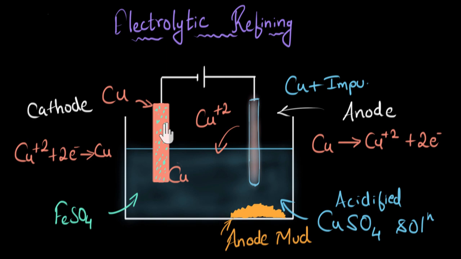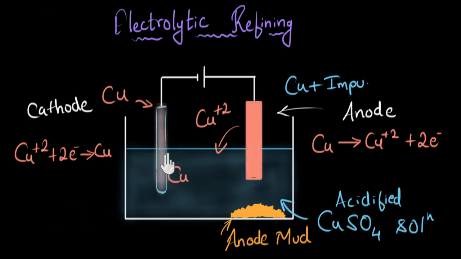Now one last question. What if we switch the electrodes? Meaning this time we connect the pure metal to the positive terminal of battery and the crude metal to the negative terminal. What will happen in this case? Pause the video and think about it. And if you have thought about it, let's see.